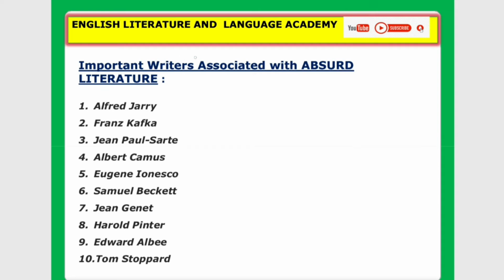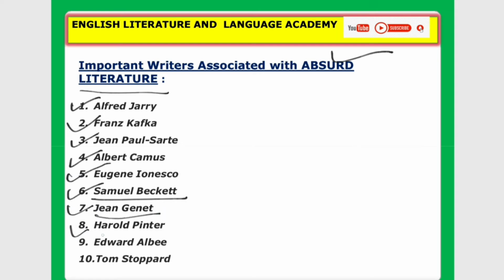Important writers and philosophers associated with absurd literature. Please remember all these names. The very first one is Alfred Jarry, Franz Kafka, Jean-Paul Sartre, Albert Camus, Eugene Ionesco, Samuel Beckett. Please remember this name, Samuel Beckett. Jean Genet, Harold Pinter. This name is also very important. Samuel Beckett and Harold Pinter, Edward Albee, and Tom Stoppard. All these are famous playwrights.